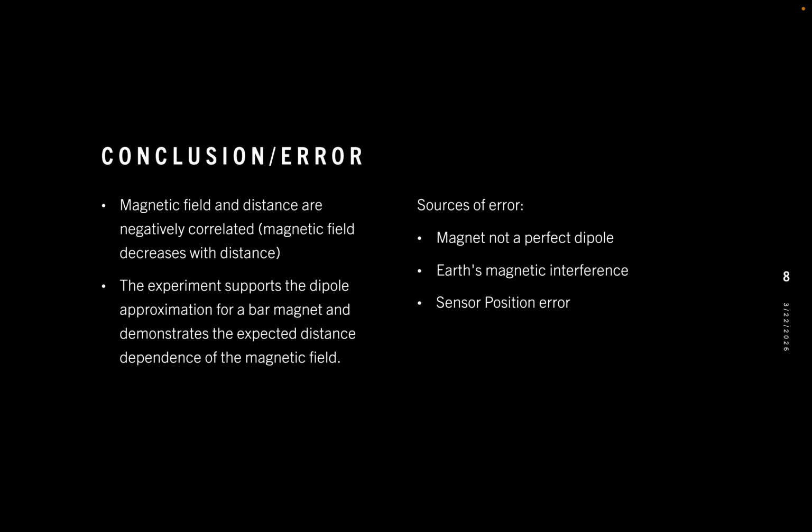And then in conclusion, magnetic field and distance are negatively correlated, and the experiment supports the dipole approximation for a bar magnet and demonstrates the expected distance dependence of the magnetic field.